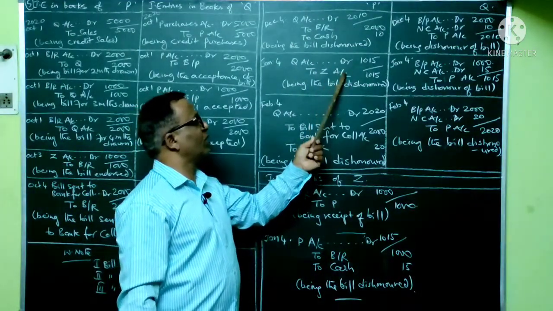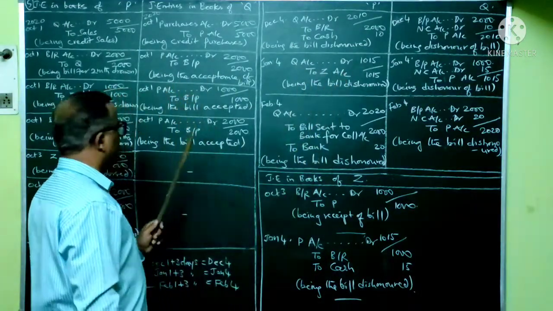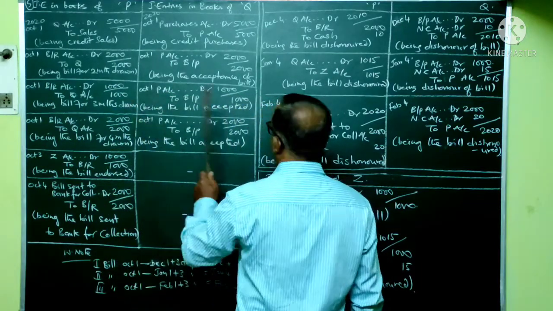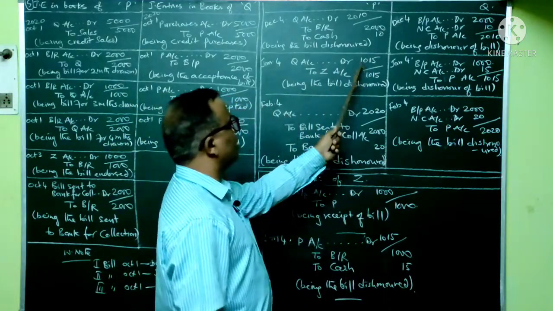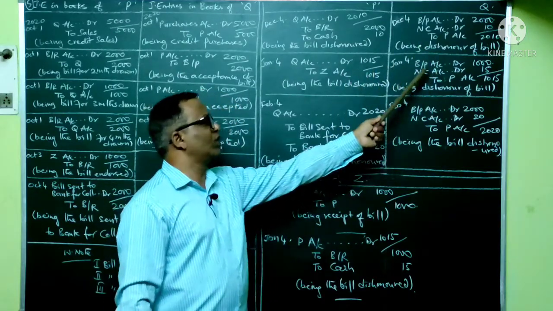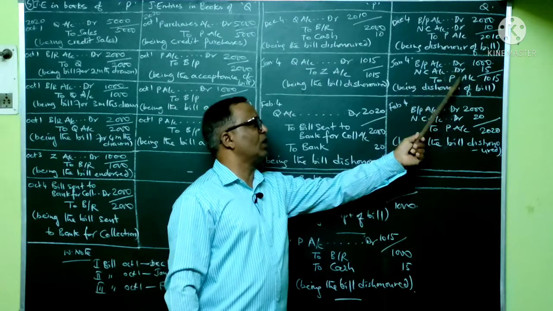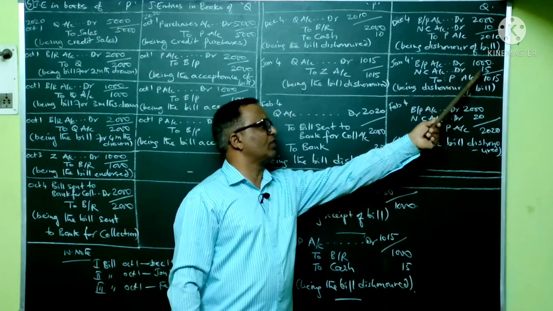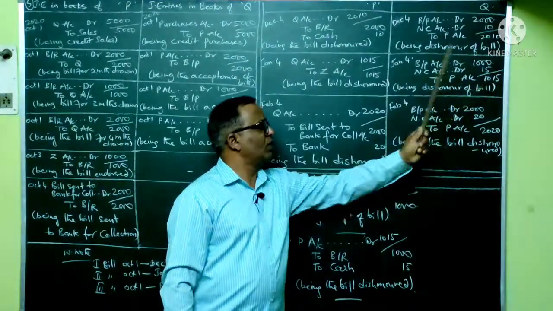We are going to write this along with the bill amount plus noting charges. The bill amount of the second bill was 1000 rupees, so 1000 rupees plus 15 noting charges, 1015. Whereas in the books of Q, who is the drawee to the bill, bills payable account debit, noting charges account debit, to drawer account. So bill amount is 1000, noting charges are 15, to P account 1015.